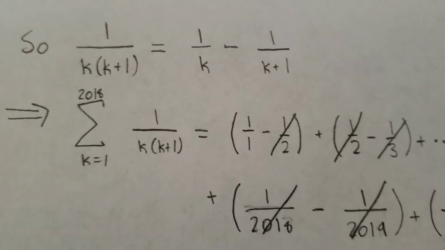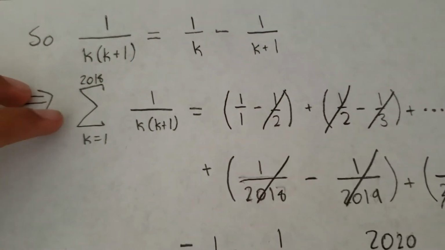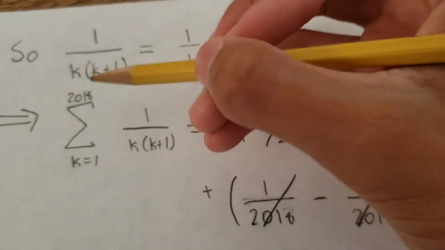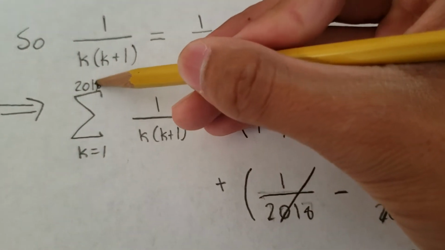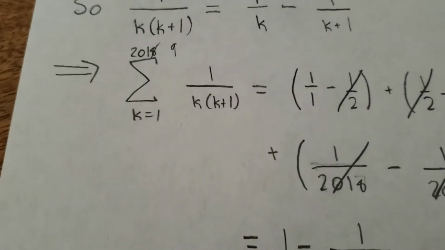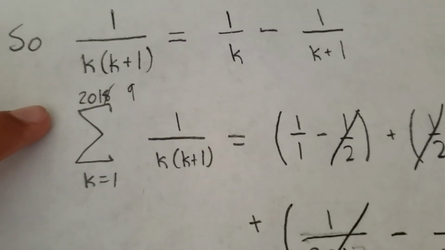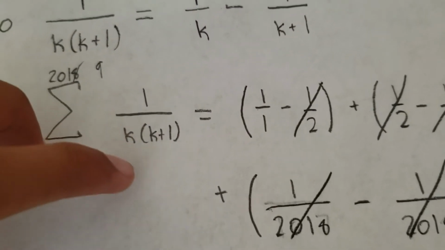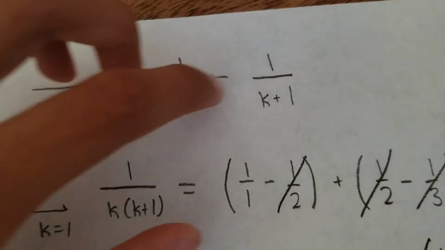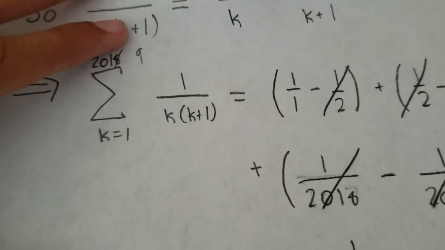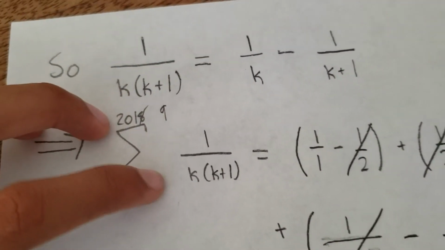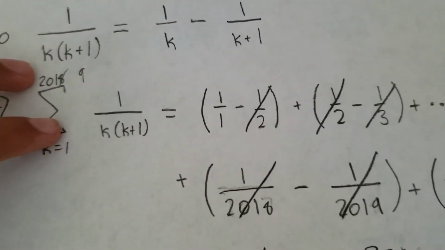And now we can rewrite this expression right over here. And sorry, this should be to 2019. I don't know why it says 2018. But from k is equal to 1 to 2019 of 1 over k times k plus 1. Remember, this is just the same thing as 1 over k minus 1 over k plus 1. So we can plug in values of k into here instead of here to evaluate our sum.